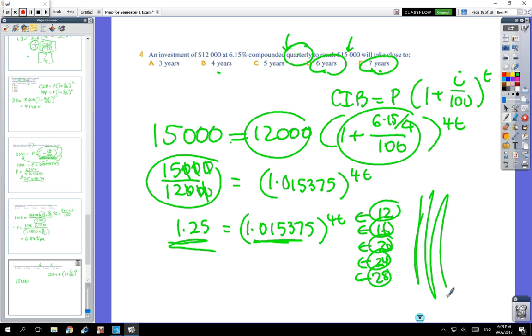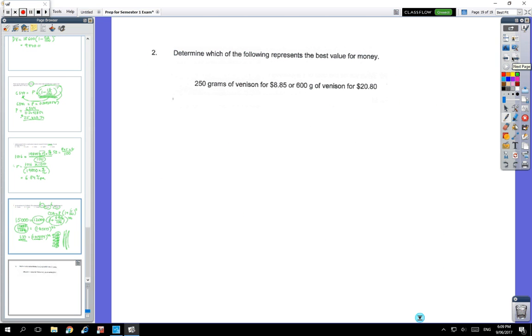Okay, last page. Which of the following is the best value? So what we're trying to get is the best value, so we want the most grams per dollar. So the best value will be the most. We want to get the most grams per dollar, so we're going to put the weight over the dollars.